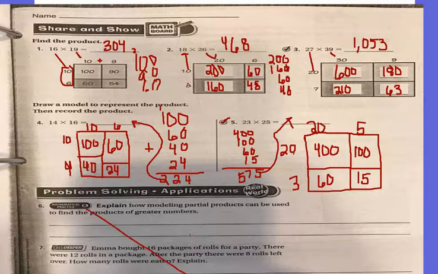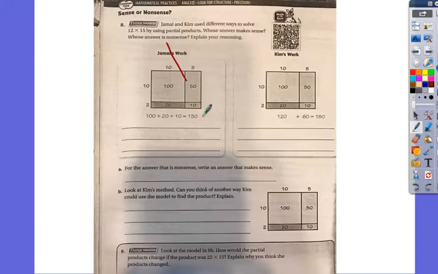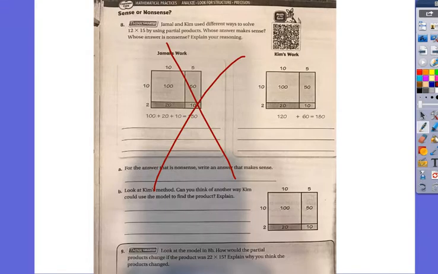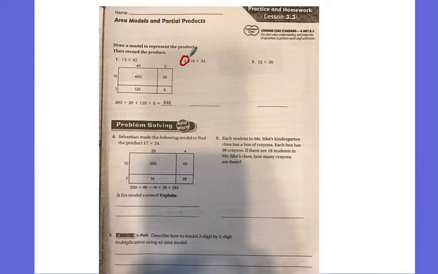Alright, so we're not going to do any of these ones. We're going to go right to the homework and see how we do. So I want you to do number 2 and 3 for sure. Looks like you are drawing a model like I just did, and then you're recording your product, so your answer. Make sure you show all your work. Then you're going to do, let's see, number 4. Looks like you're looking for a mistake here. And then I want you to do number 5. So we're just skipping number 6 on this one.